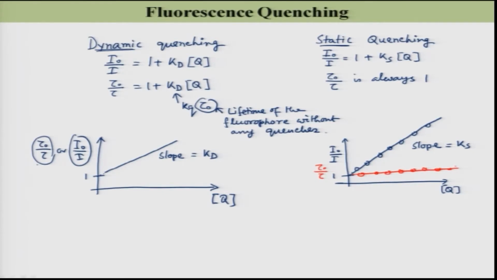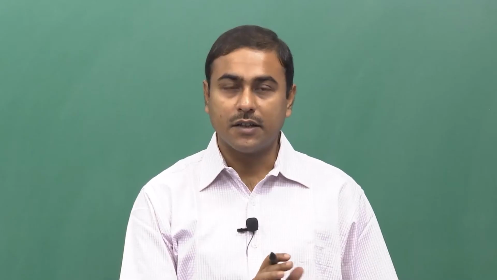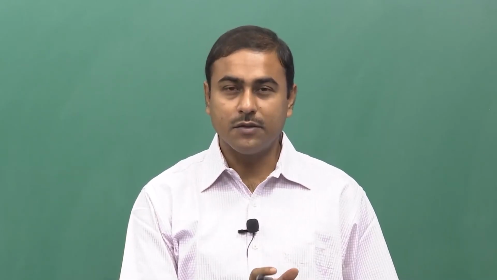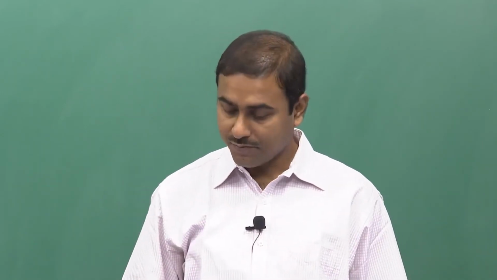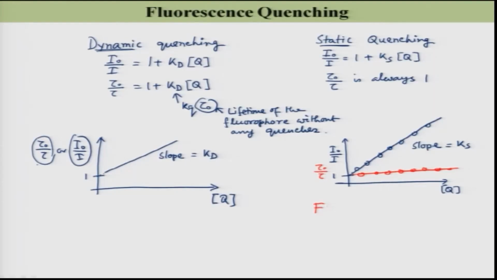This is because of ground state complex formation between the fluorophore and the quencher, and because of this complex formation the system reduces the concentration of fluorophore which can be excited to the excited state. So, if I have this F in the ground state, on excitation with h nu it will go to the excited state. Now, F can make a complex with Q forming FQ, which you cannot excite, and this is Ks.